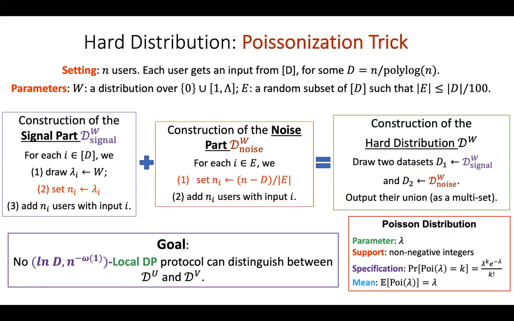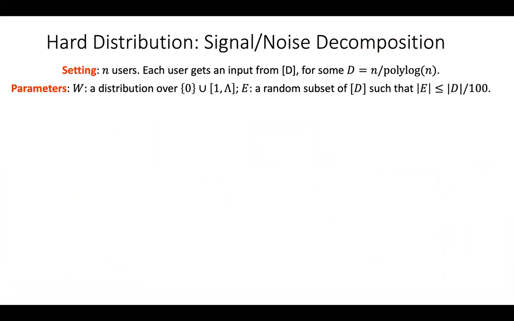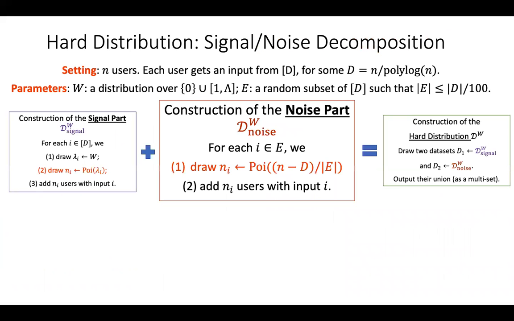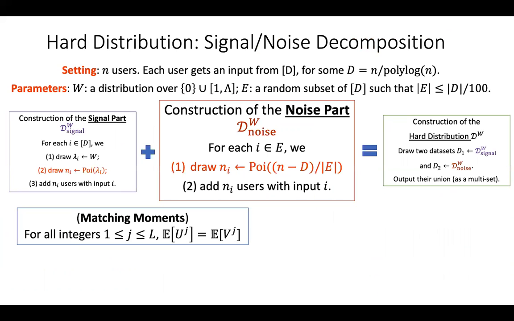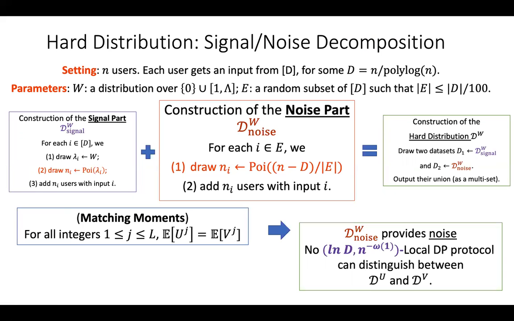And the trick is very simple. In D_W signal, instead of setting Ni as lambda i exactly, we draw it from Poisson(lambda i). And similarly, we do the same for D_W noise: we draw Ni from Poisson((n minus D) over the size of E). After this trick, we can use the fact that U and V have matched moments up to the log n's to show that D_W noise provides enough noise so that no local DP protocol can distinguish D_U and D_V. Combining these two together, our lower bounds are proved.